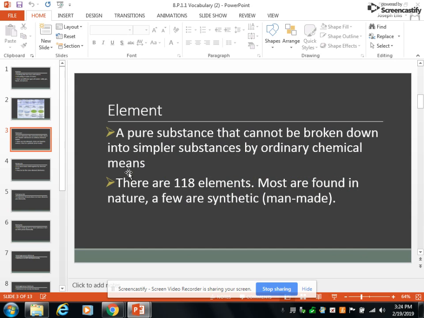Now, an element. An element is a pure substance that cannot be broken down into simpler substances by ordinary chemical means. You've got a periodic table. We've been working on that. There are 118 elements. 92 of them are naturally found in nature. The ones after 92, we call synthetic. The word synthetic means it's man-made. It's made in a lab. And again, like I said, there's 118 right now. Your periodic table that I gave you from the state of North Carolina only has 112.